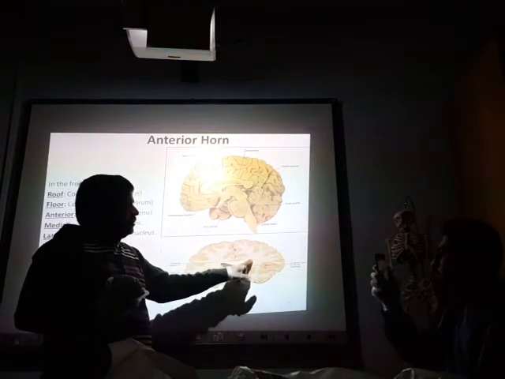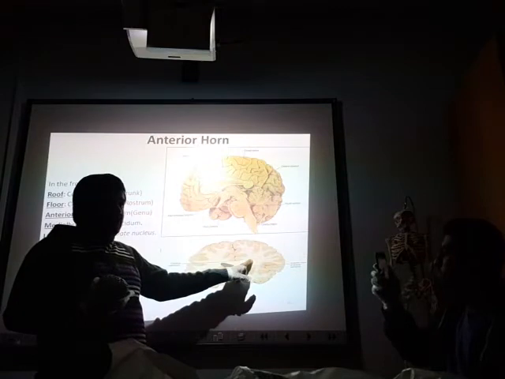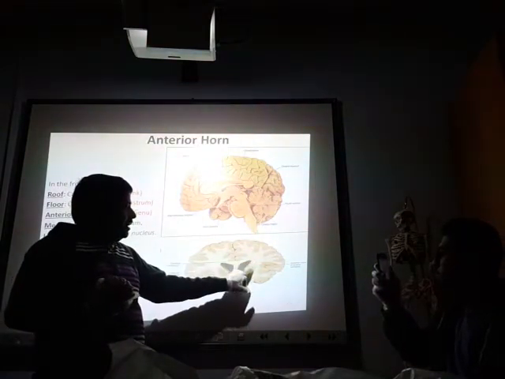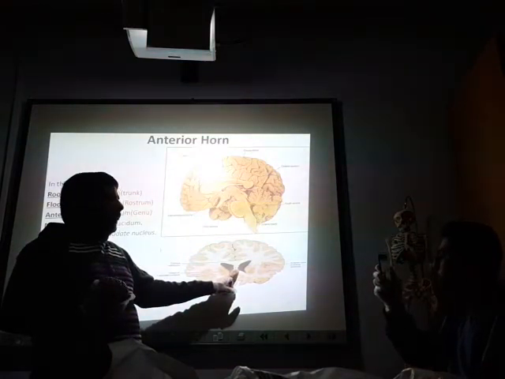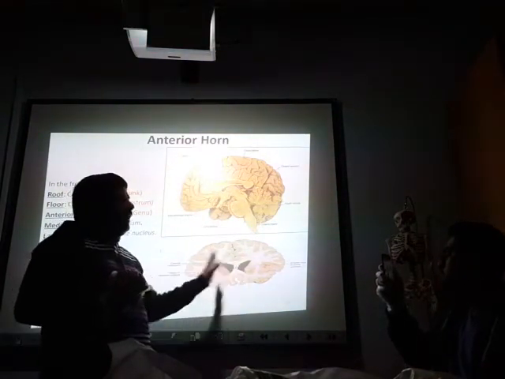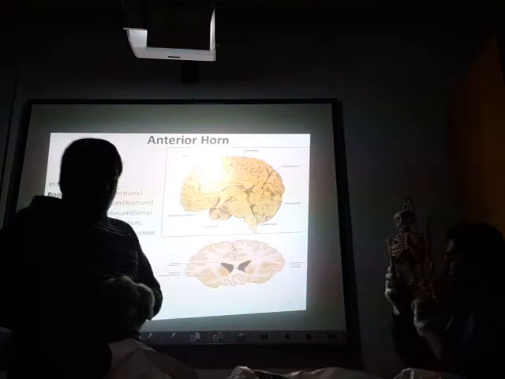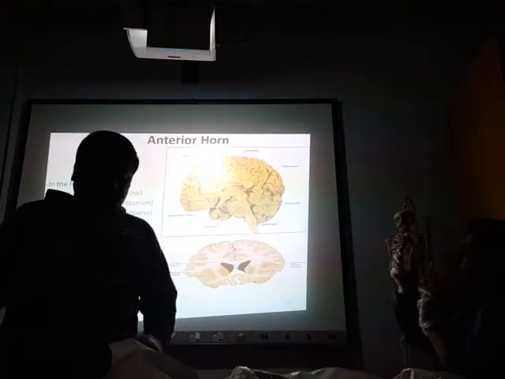So roof, what do you find? Corpus callosum. What is there in the lateral wall? You have the caudate nucleus. What is medial? You have the septum pellucidum. Am I clear? That forms the anterior horn relations. So when you go to the body, what do you find?